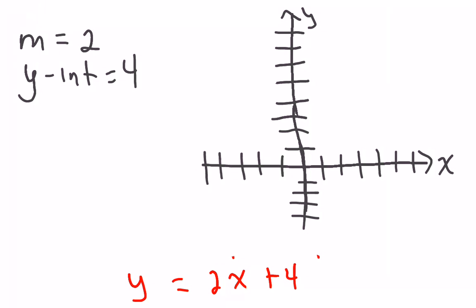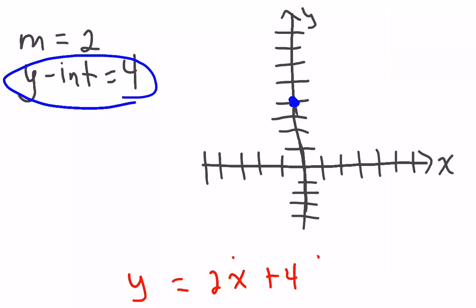Okay, so how we graph this is we start with the y-intercept. That's the first thing we plot. It's at 4, so we go to the 4 on the y. 1, 2, 3, 4. And then we use the slope.